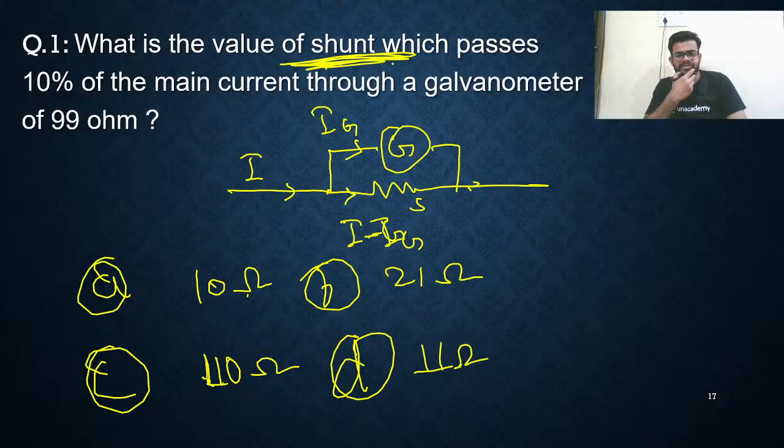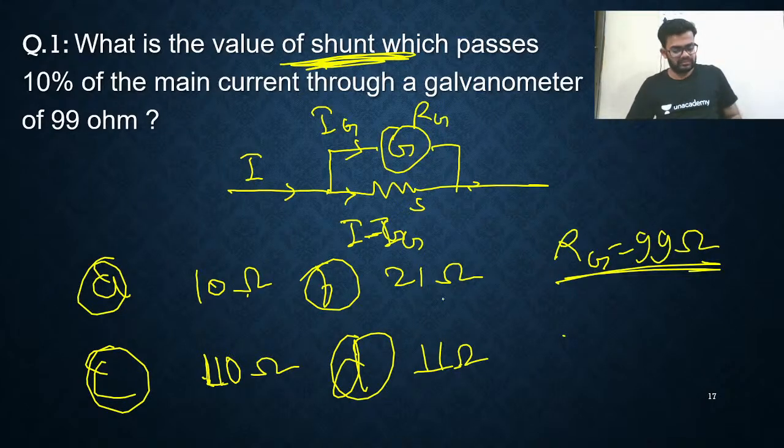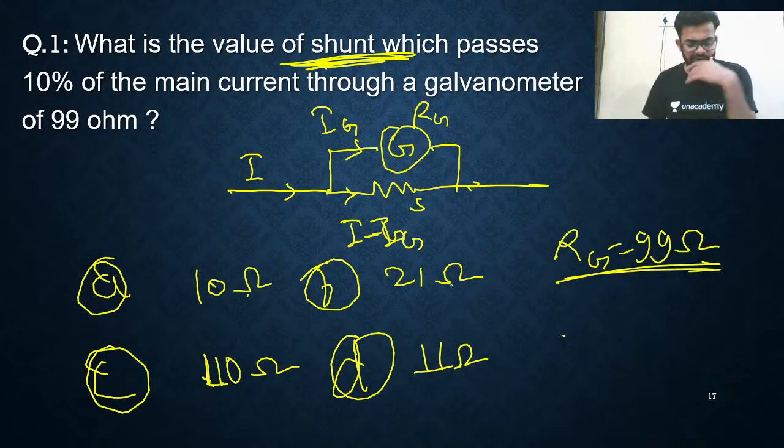What is the value of shunt which passes 10% of current through the galvanometer of 99 ohm? Means Rg value is given. Rg is 99 ohm, it is given in the question. You need to find the value of S. Come on, you can do it. Waiting for your response.